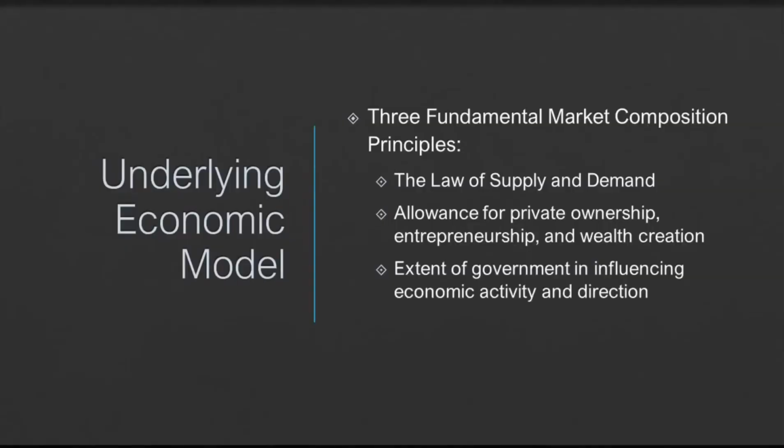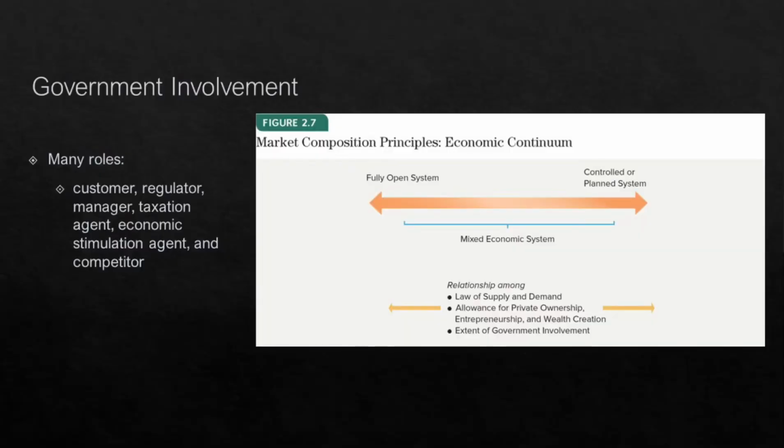The law of supply and demand allows for private ownership, entrepreneurship, and wealth creation, and the third factor is the extent of government involvement. Government involvement also influences the overall economic activity, and it affects the direction of economic growth. The government can play different roles, whether related to day-to-day economic activities or the overarching policies of the economy. For example, the government can act as a customer, because they can purchase goods and services.